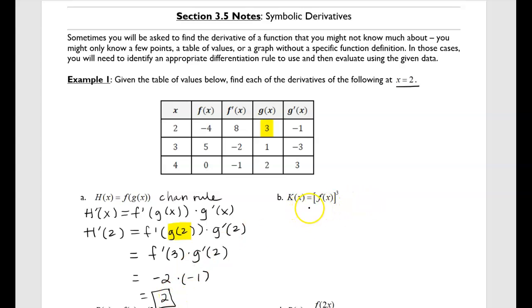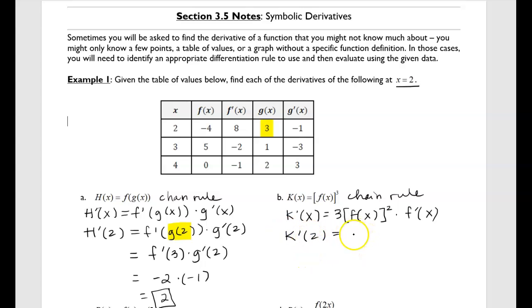In part B, we have k of x equals the quantity f of x, cubed. This is also a chain rule problem, just a little bit different. My outside function is the cubed, the inside is f of x. So when I take my derivative, I would have 3 times f of x squared, but then I still have to multiply by the derivative of the inside. The derivative of f is just f prime of x. So I've done my differentiating, and now I'm going to evaluate. K prime of 2 equals 3 times f of 2 squared times f prime of 2.